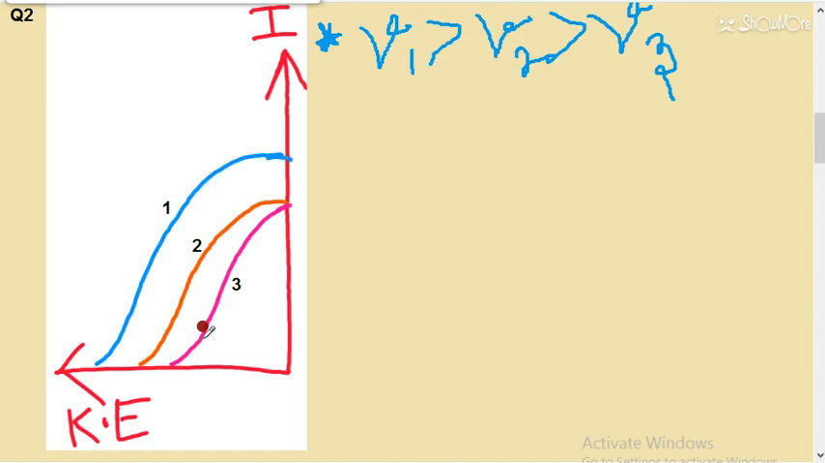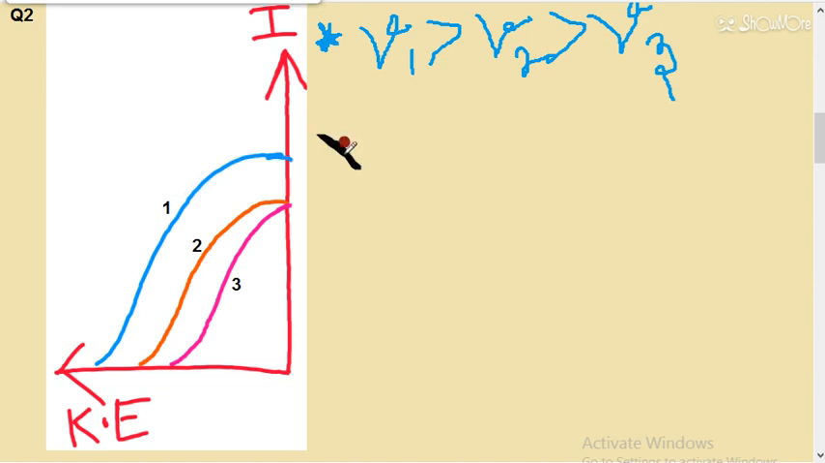Now see the wavelength relation. In the wavelength relation, we have seen that lesser will be the wavelength, more will be the kinetic energy. So that means lambda 1 is less than lambda 2 less than lambda 3. This we have seen also during the earlier relation, that more will be the frequency, lesser will be the wavelength.